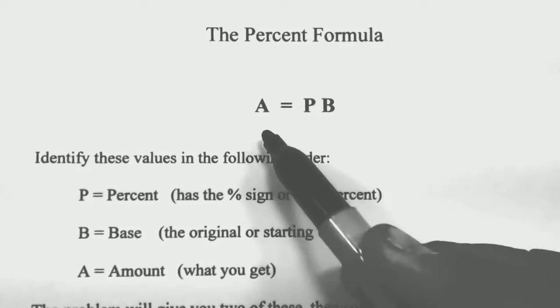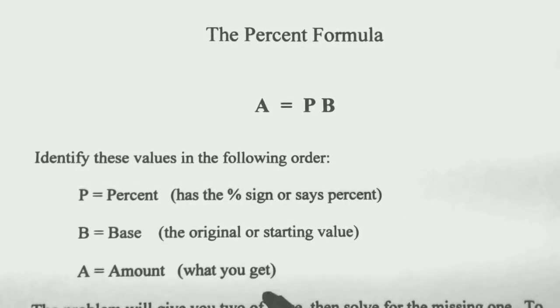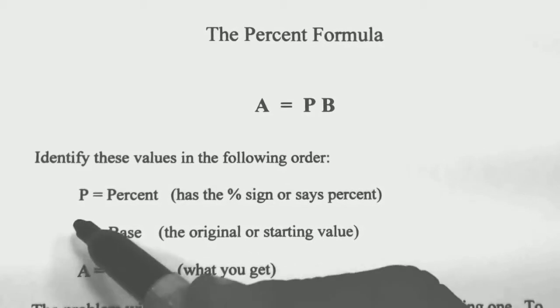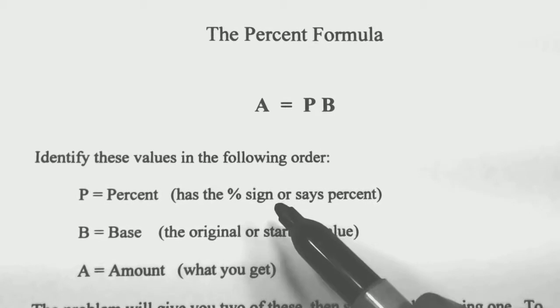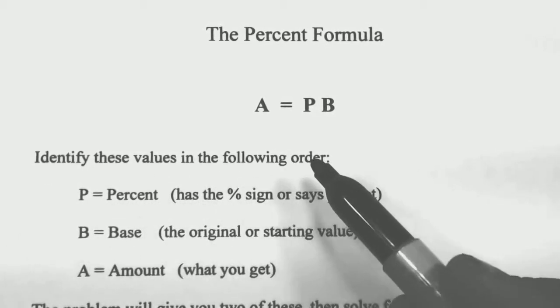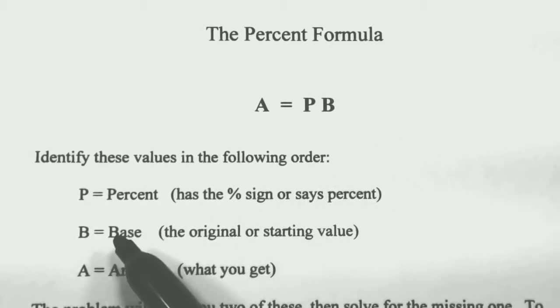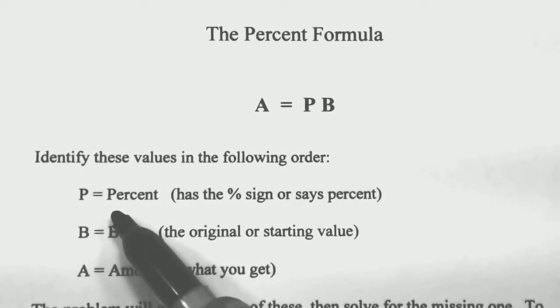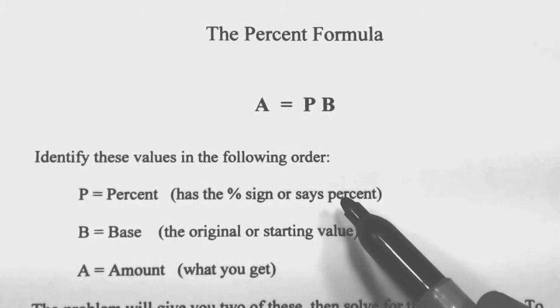Now, the key to making this work is to be able to identify in the problem what these three letters are. We'll be given two in the problem, and the third one that's missing will be the one that we're solving for, and the missing one can be any one of these three. You always want to identify these letters in the following order. You look for the percent first. The reason: it's the easiest one to find. It either has a percent sign with it or it says percent.